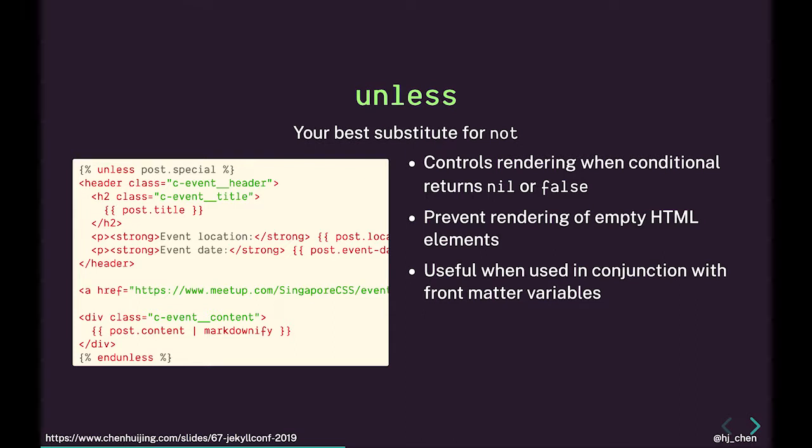But instead we have unless. And as long as the specified condition within the conditional block is not met, the code block is going to render. So in this particular example, if my post has a front matter value of special true, the content inside my unless block is not going to show up. But if not, so if my post is not special, then it's going to render as normal.